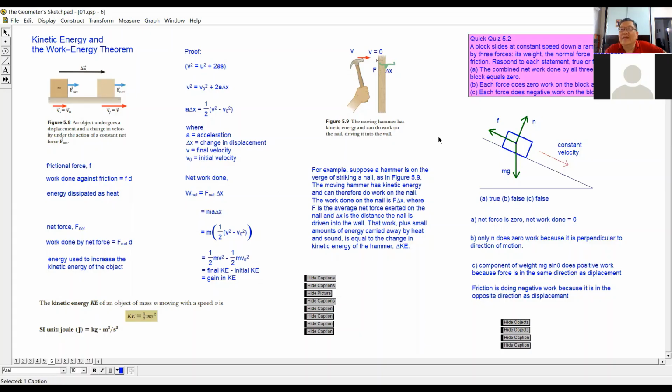A block slides at constant speed down a ramp while acted on by three forces. Its weight, the normal force, and kinetic friction. Respond to each statement true or false. The combined net work done by all three forces on the block equals zero. Each force does zero work on the block as it slides. Each force does negative work on the block as it slides.